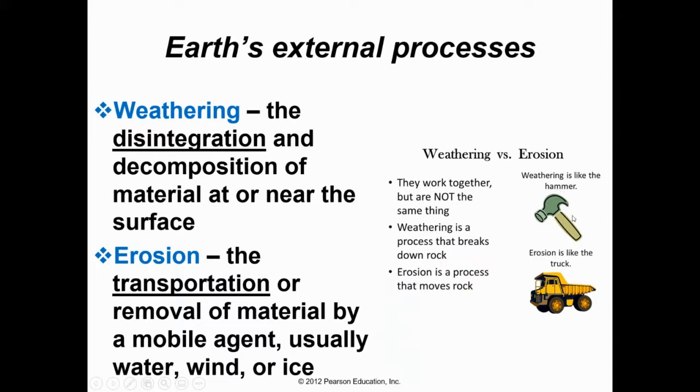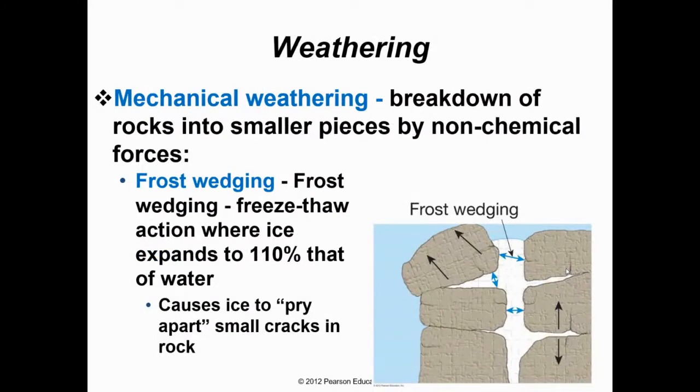So weathering is a hammer or a chisel. Erosion is like the truck that's carrying that material away to some other location. So there's two different types of weathering that we're going to look at. There's mechanical and chemical. So mechanical is the breakdown of rocks or earth material into smaller pieces by non-chemical forces. Okay, so AKA physical forces. So the main one is called frost wedging, and you see this one around this time of year. It rears its ugly head pretty consistently.